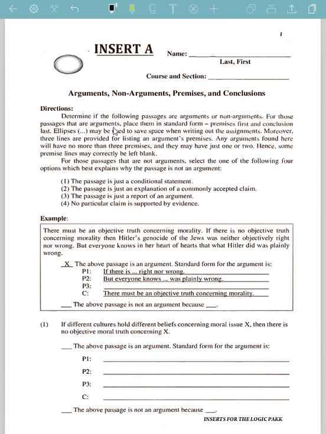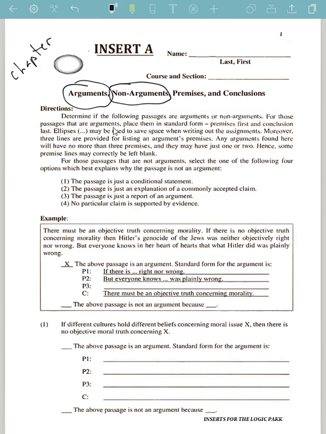I'm going to try to go through the insert A, B, and C. But I think first, right now, we're going to go to insert A. Notice in insert A, what we're looking at here is arguments, and we're also looking at non-arguments. This particular assignment is connected to chapter 1, and more importantly, it's really the first two sections of chapter 1. So let me give you an example.